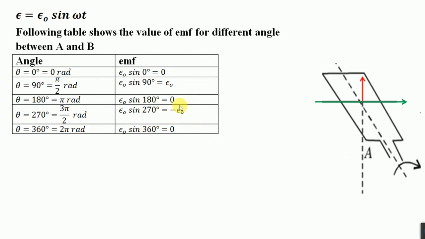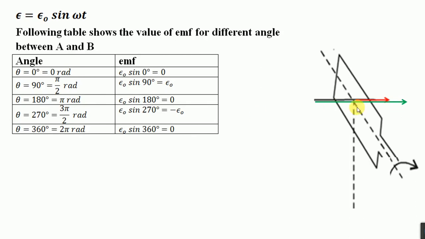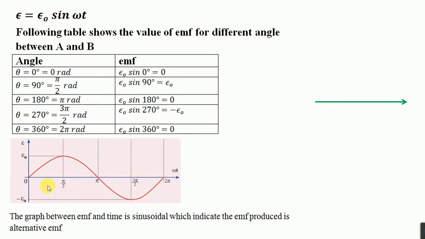So this is minimum. When the angle was 90 degree it was maximum, and when the angle is 270 it is minimum, and when it is 360 degree or 0 degree, that time also the EMF is 0.